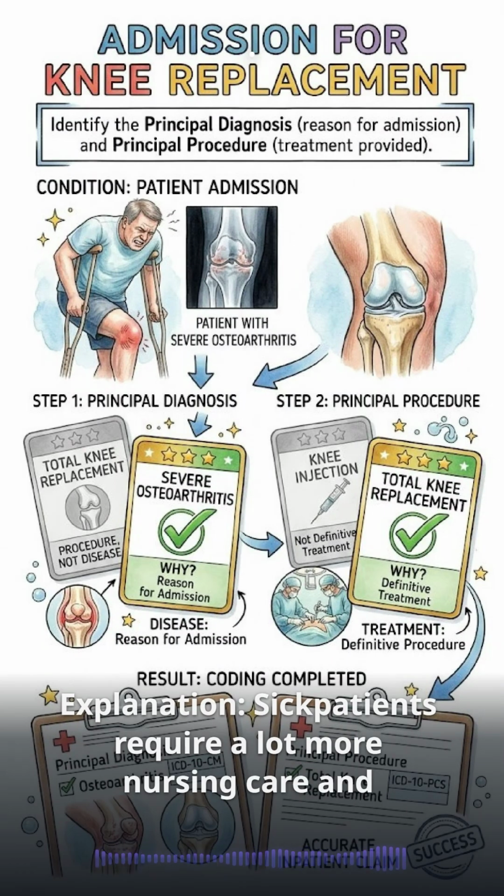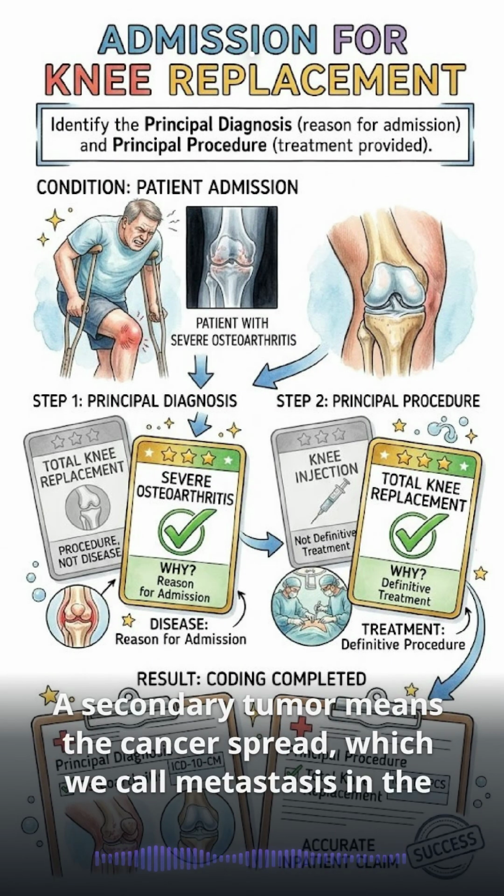Now let us talk about neoplasms, which is the medical fancy word for cancer and tumors. Neoplasm codes are found in a special table, which is placed right inside your codebook. You must know if the tumor is primary, which means it is where the cancer started. A secondary tumor means the cancer spread, which we call metastasis in the medical coding world.